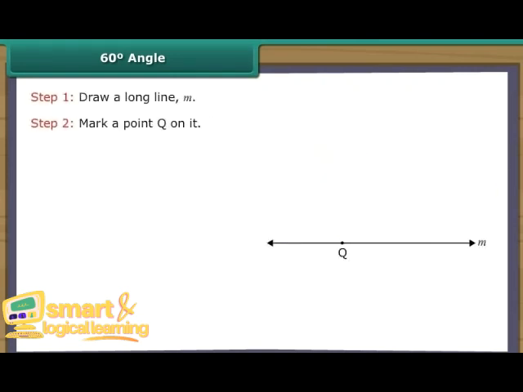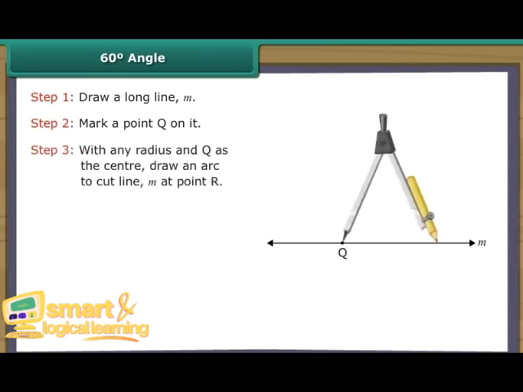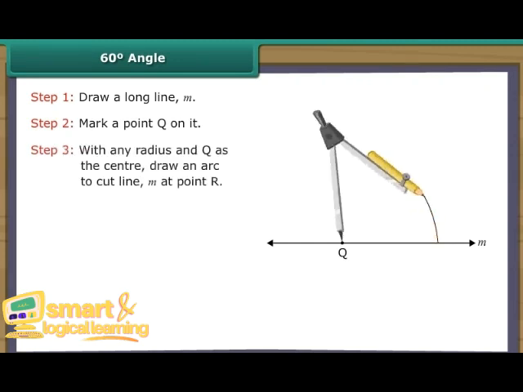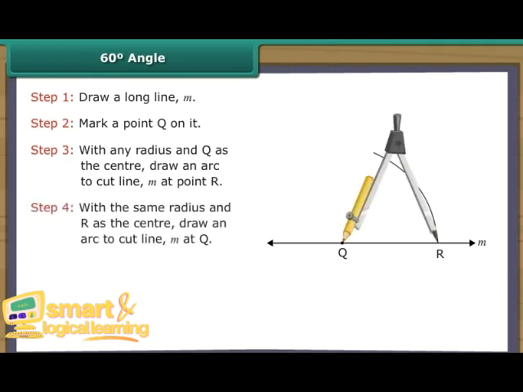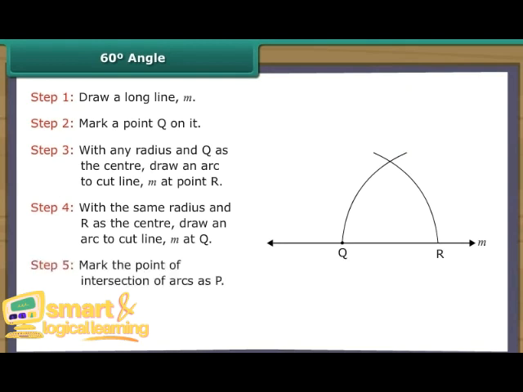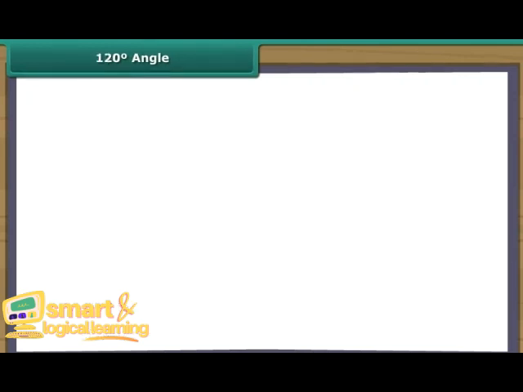Construction of 60-degree angle. Draw a long line M. Mark a point Q on it. With any radius and Q as the center, draw an arc to cut line M at point R. With the same radius and R as the center, draw an arc to cut the first arc at Q. Mark the point of intersection of arcs as P. Join P to Q. Angle PQR is formed.